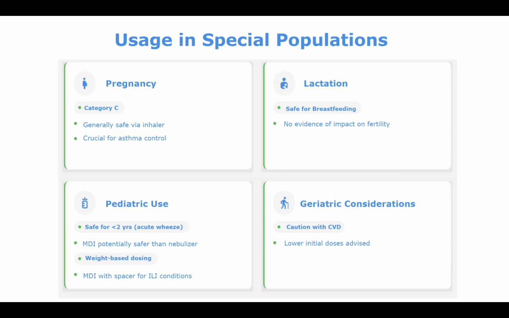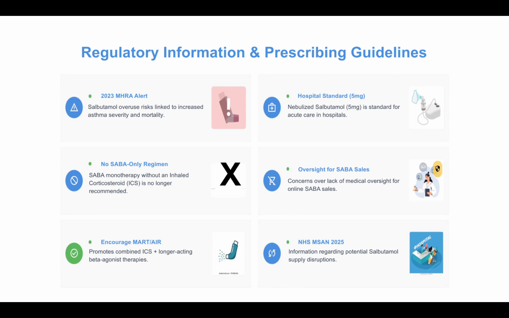Dosing is weight-based, 4 to 8 micrograms per kg nebulized, with spacers boosting delivery by 30 to 50% in young children. For geriatrics, caution is key due to higher comorbidity rates. Start with half doses to avoid tachycardia or falls from tremor. In hyperkalemia, nebulized forms are preferred in elderly renal patients.